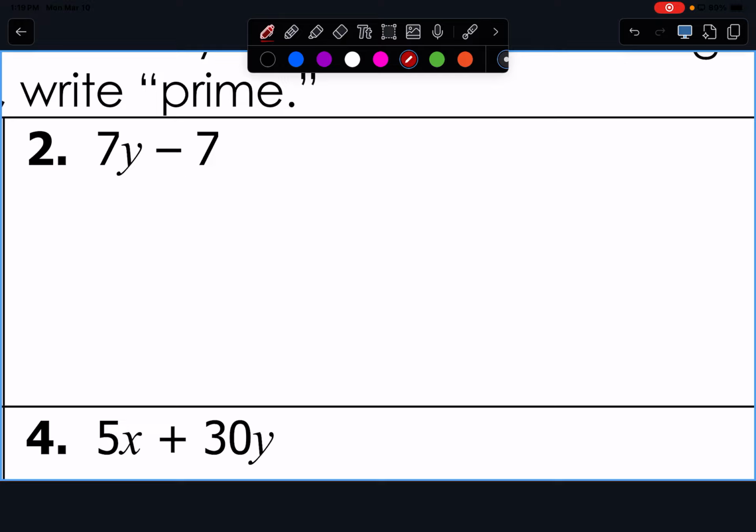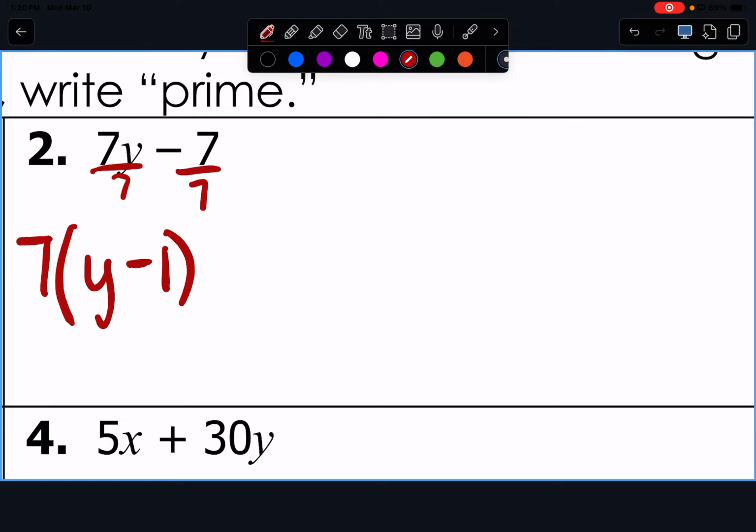All right, back to work. What is the GCF of number 2 for 7? Okay, then to find our answer, we're going to divide everything by 7. What is 7y divided by 7? Why? What is negative 7 divided by 7? All right, that is our answer.